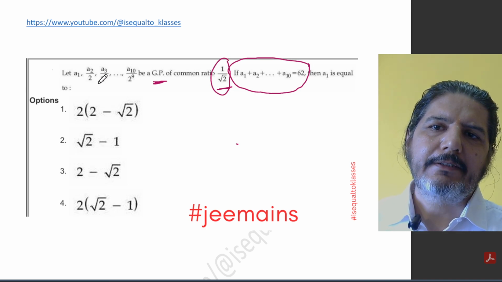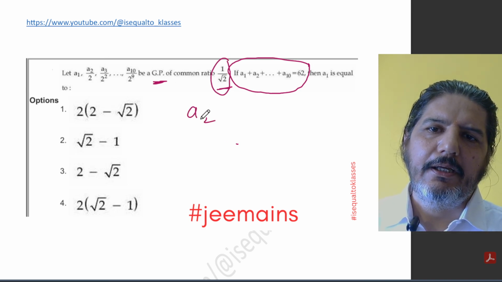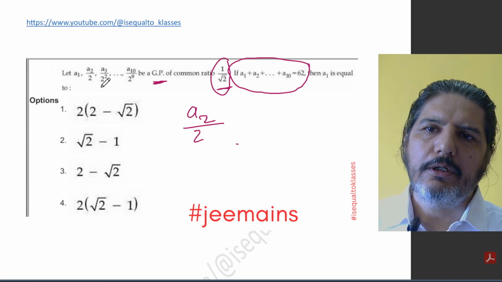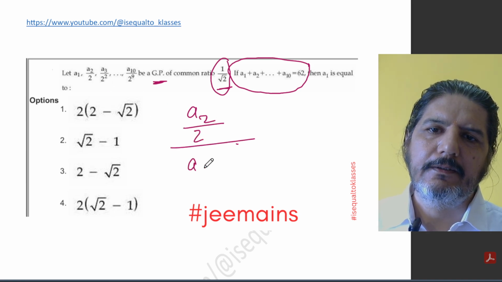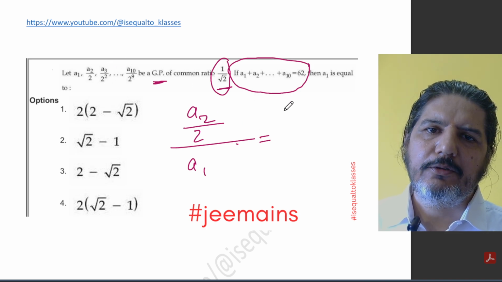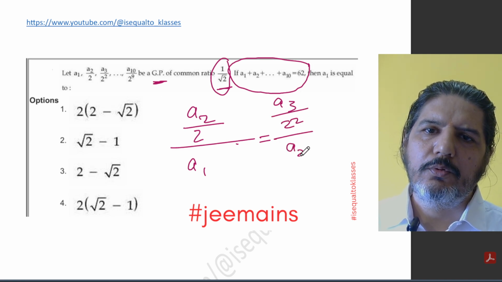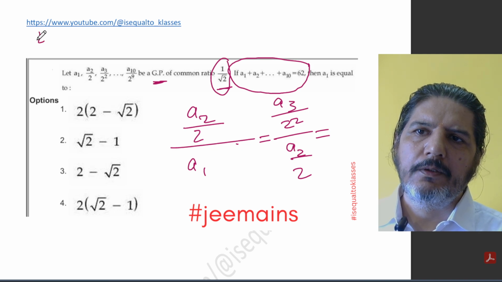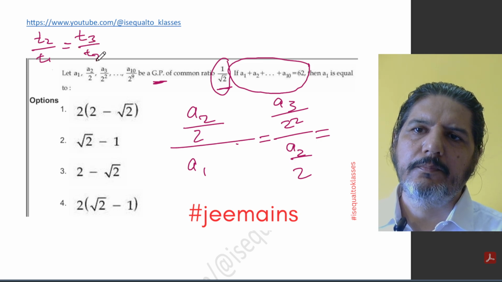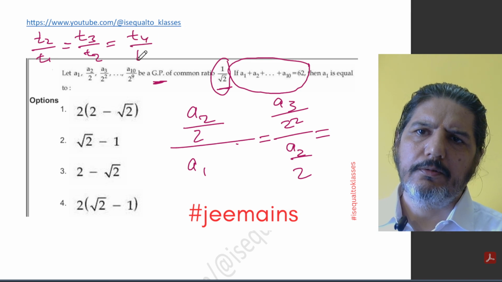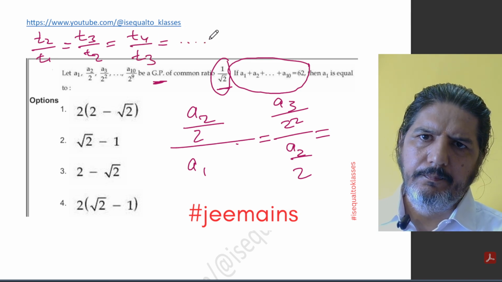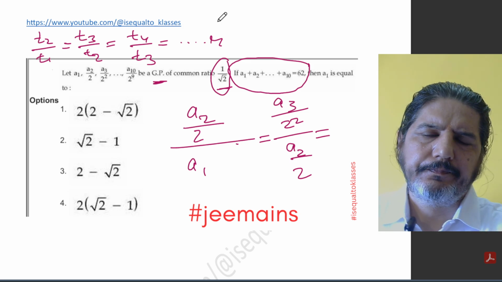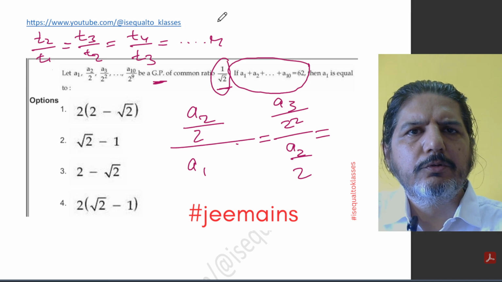So what I do is I start dividing a2 by 2 upon a1, a3 by 2 square upon a2 by 2, and so on. I start dividing because I understand that in a GP, the second term upon the first term is equal to the third term upon the second term is equal to the fourth term upon the third term. The ratio of the consecutive terms is equal to the common ratio.